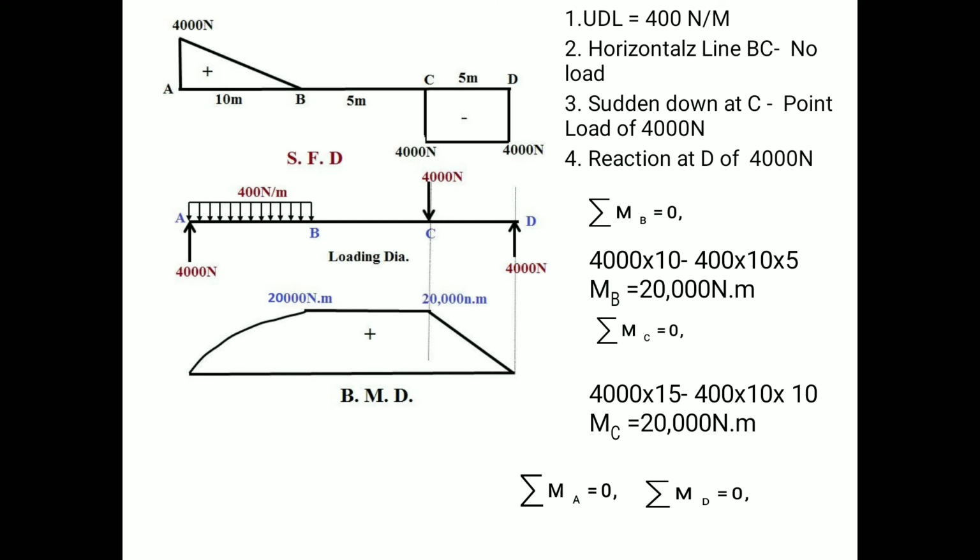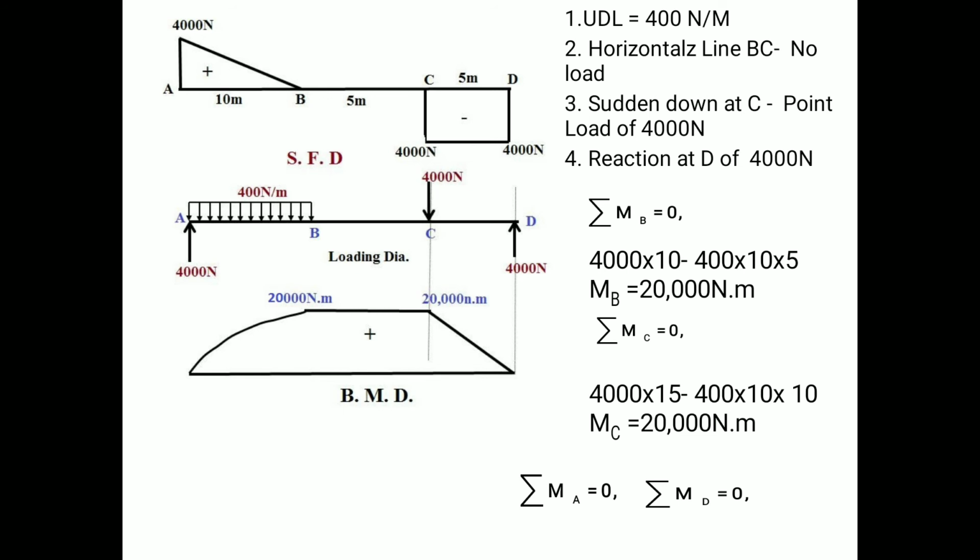Again, from B to C, no load is acting over there. Therefore, the value of bending moment also remains constant. At point C, we will calculate the value of bending moment. So it is 4000 into 15, because 10 plus 5 is 15, minus 400 into 10 into 10, because 400 into 10 is the load which will act at the center of the span, plus this 5. So it will give you minus 400 into 10 into 10. So moment at C will be 20,000 Newton meter.